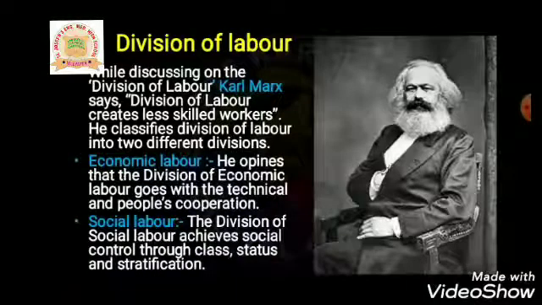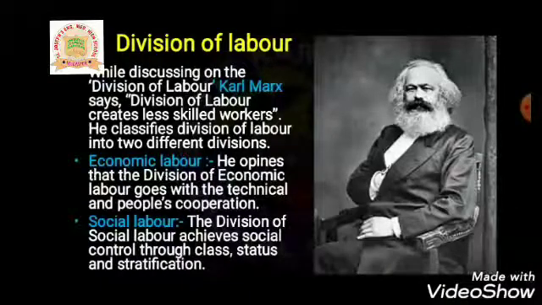What he has said exactly here is that in the economic labor, he opines that the division of economic labor goes with the technical and people's cooperation. It means if there is an economic labor who is going to earn the maximum money, the maximum income, the maximum wages or salary, it depends upon his technical values, his technical aspects, or also his people cooperation. If he is having proper cooperation with the people, then he is going to become a proper economic labor. If he has proper technical ideas, technical knowledge, then also he is going to become a proper economic labor, because he can earn the maximum economic value in terms of money.